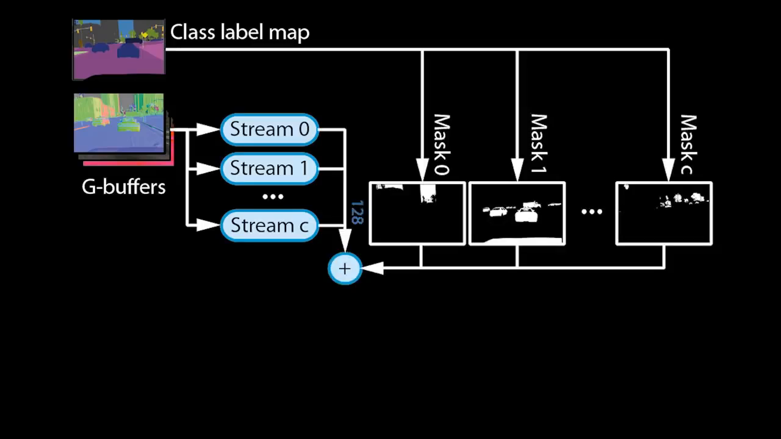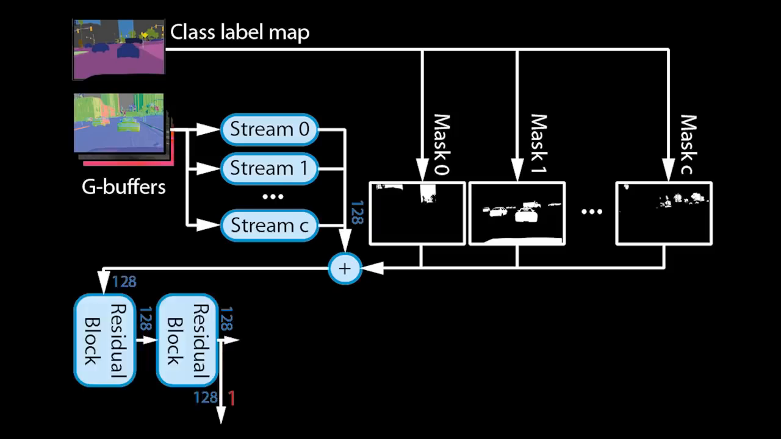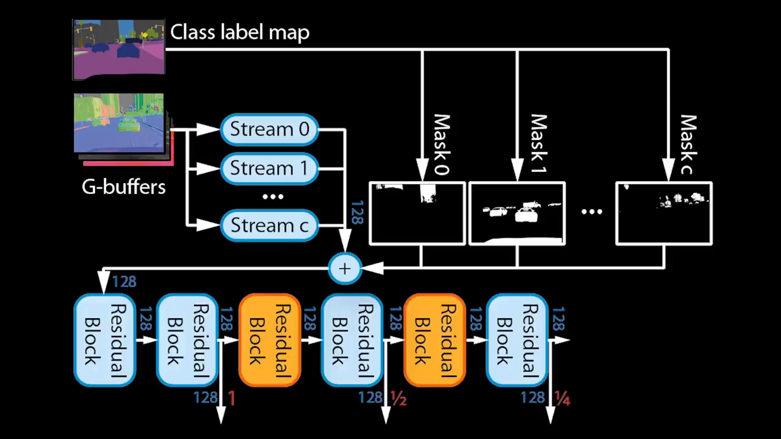From the G-buffers, we can derive a semantic class label map, which assigns an object ID to every pixel. We pass the G-buffers through multiple convolutional network streams and fuse the streams again based on the object IDs. This allows the encoder to learn different ways of processing for each type of object. For example, trees will be treated differently from cars. The resulting feature tensors are further processed by residual blocks, which output tensors at multiple scales.